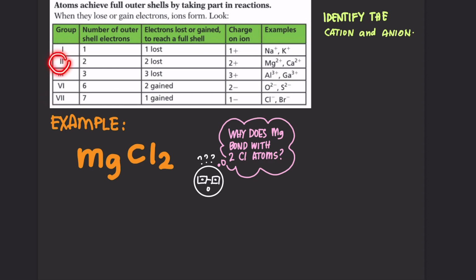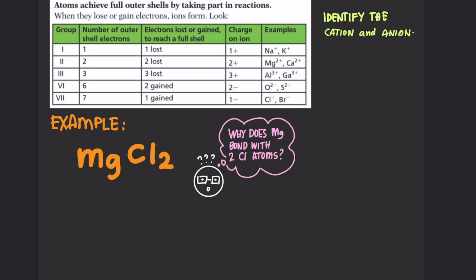Now, all the elements in group 2 would be 2 positive because they can give away 2 electrons, okay? So let's look at this example. It says, why does magnesium bond with 2 chlorine atoms? Okay? So let's look at the table.